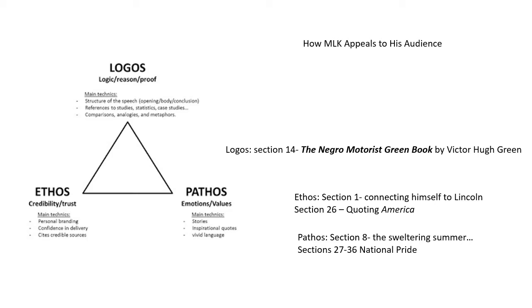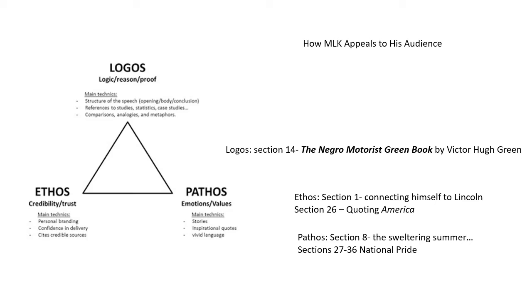So a man named Victor Hugo Green created this thing called the Negro Motorist Green Book, and it was a list of places that African Americans could go to get services and be safe. So safe places to stay, places to go get gas and buy groceries and eat in restaurants and all of those things. And it's called the Green Book because his name was Victor Hugo Green. And there were some other names for it as well. And there's actually a movie kind of loosely based on it coming out this fall, if you want to go see that. But so he's talking about the logic of that.